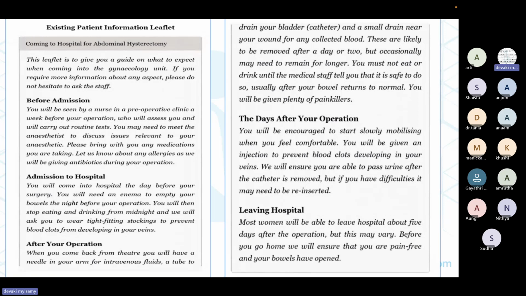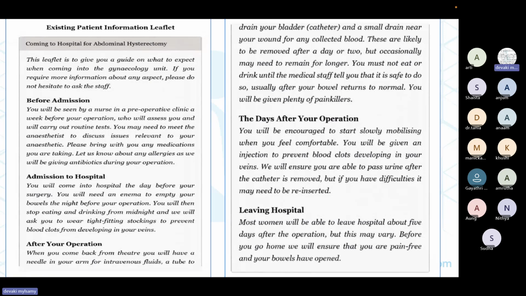Validity has not been mentioned, that is the source of the leaflet. They had only mentioned the abdominal hysterectomy and what to expect in the enhanced recovery pathway, but they have not mentioned the source of the leaflet, so that needs to be mentioned here. Credibility and currency: the date of publication and the date up to which it is valid has not been mentioned. For credibility, no conflicts of interest and no details of the author have been mentioned, so that needs to be included.